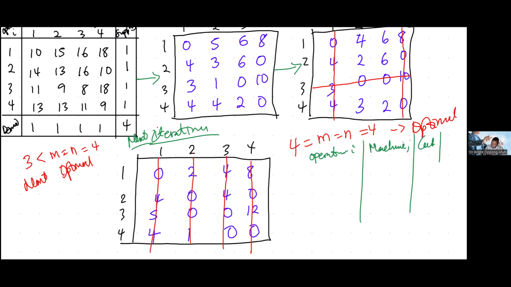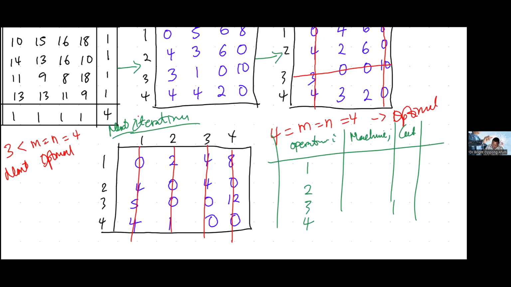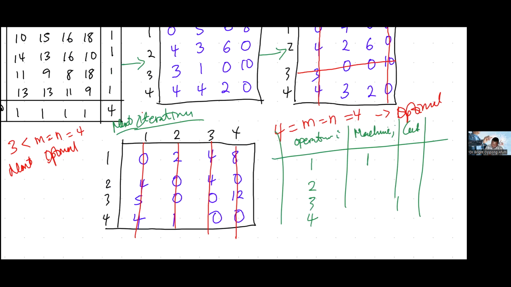So operator, machine, cost. So operator 1, operator 2, operator 3, then operator 4. All right, so 1 will be assigned to 1 because you can see that. So when you are doing that assignment, you go for the least zeros first. So 1 to 1 is 1 machine, right? And 2 can be assigned to 2 or it can be assigned to 4. So let's say I'm assigning to 2 first.